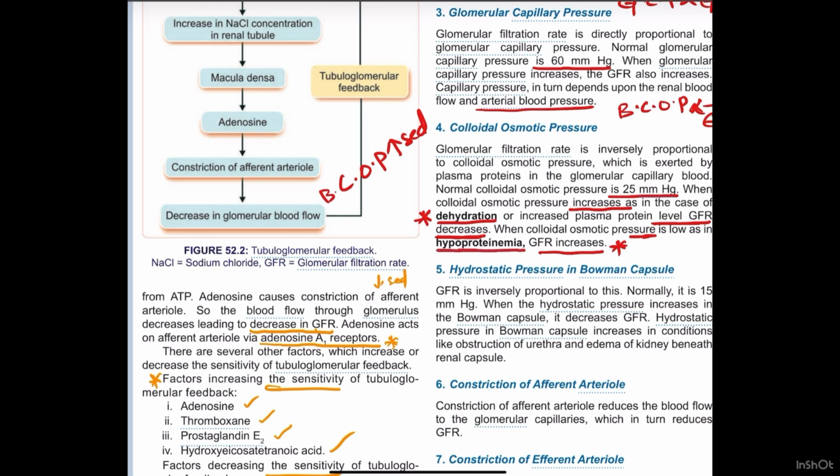More proteins means more colloidal osmotic pressure, because only proteins create this pressure. Okay, more proteins means more colloidal osmotic pressure. Fewer proteins means less colloidal osmotic pressure. Okay, so that's about this.